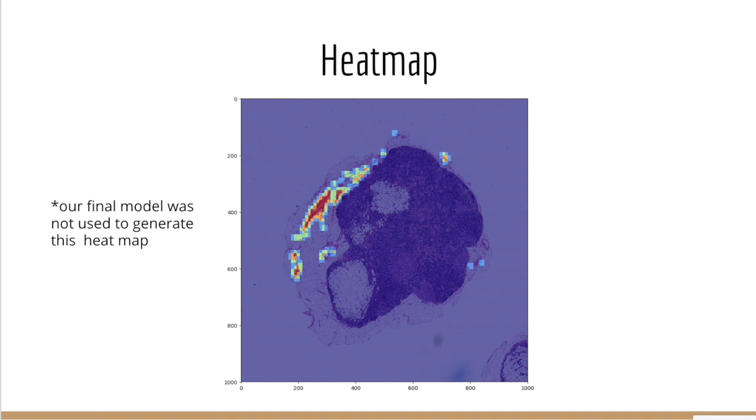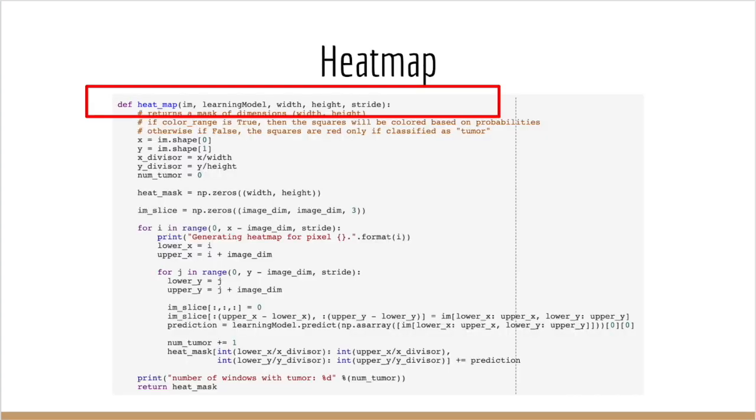By adding the prediction value to each window on the heat map, we get a gradient of colors, where the color red represents the areas of the heat map with the highest probability of containing a tumor as predicted by our model. This code can be found in the heat map notebook on our GitHub repository.